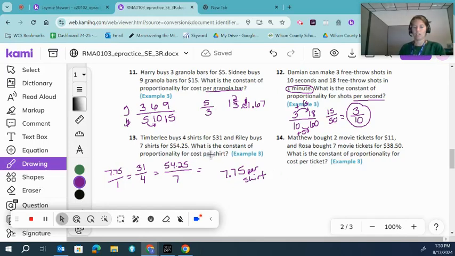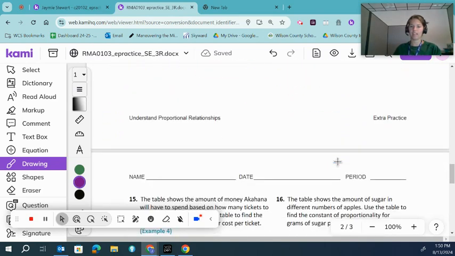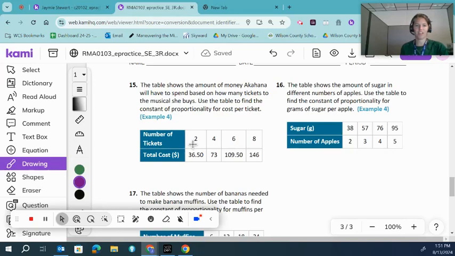Again, order matters on these. So we're doing cost per shirt, which means cost over shirts. This first one I had listed as granola over dollars, but I went back and we used dollars per granola when we figured out our constant of proportionality. Okay, there's another example there if you'd like to try that. Okay, we're going to come down to number 15 here.